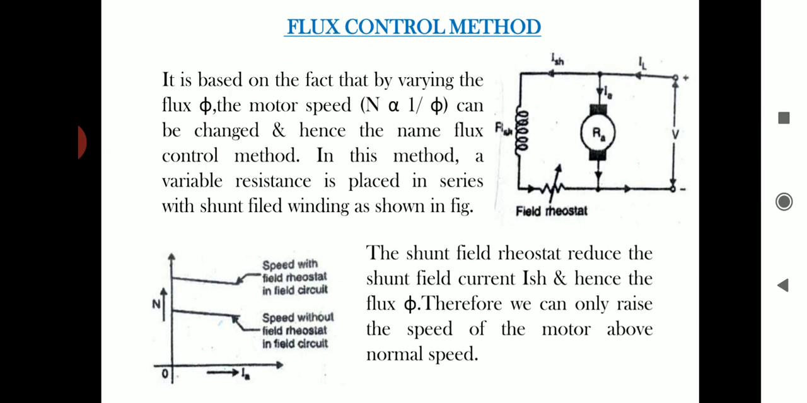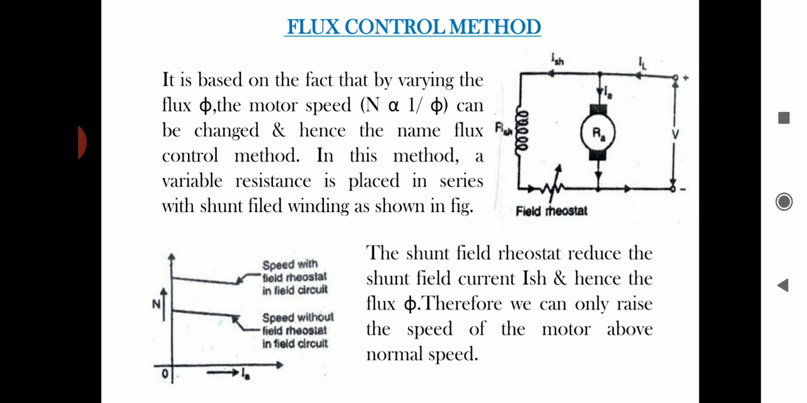So look at the diagram. Here is the DC shunt motor. There is one armature that is connected in parallel with the shunt field winding. In case of the flux control method, we are connecting one rheostat in series with the field winding. So this is the diagram. As this is the motor, we are giving DC supply, positive and negative.